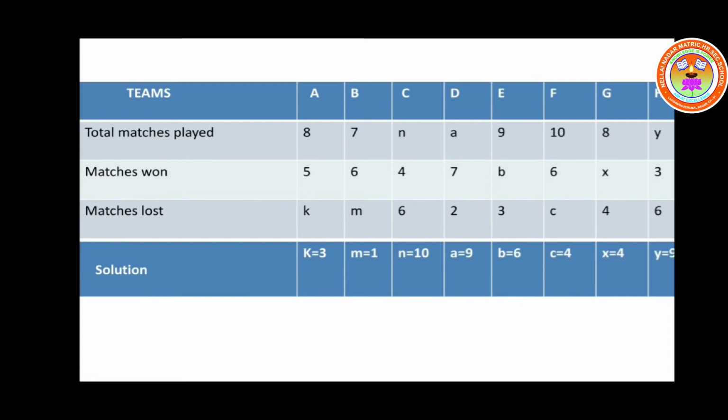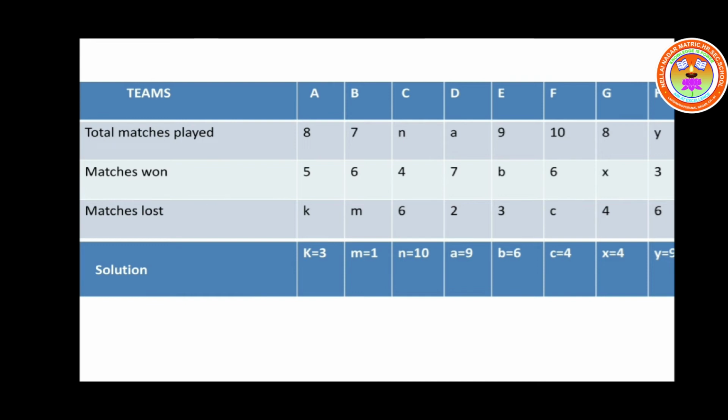Like that, team D, you take the same type, how you found for team C, you have to add both. So 7 plus 2 you will be getting the value of A, 9. Next, team E, matches played is 9, matches won B, matches lost 3. So you have to subtract now. So from the total matches they played, 9 minus matches lost 3. So 9 minus 3, 6 is your answer.